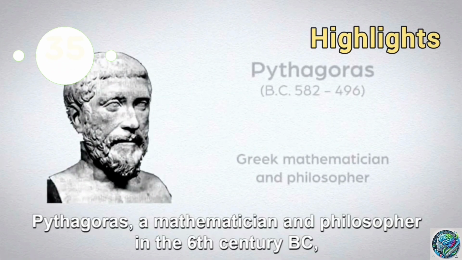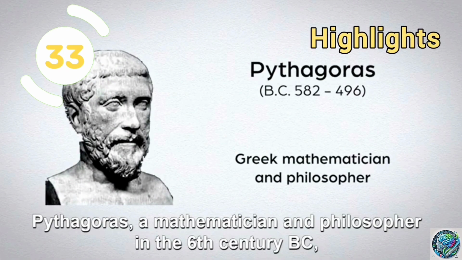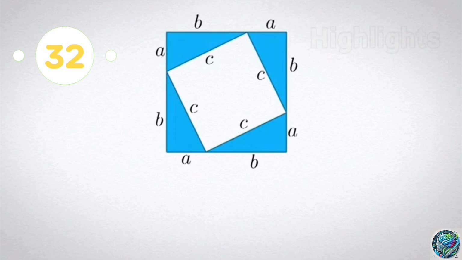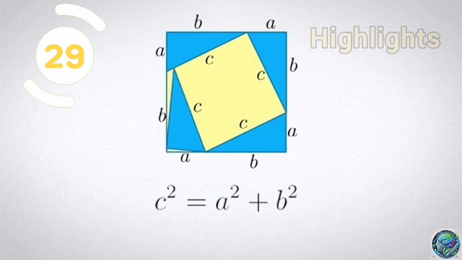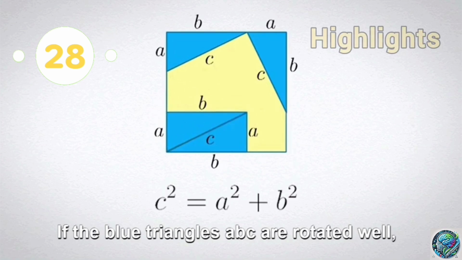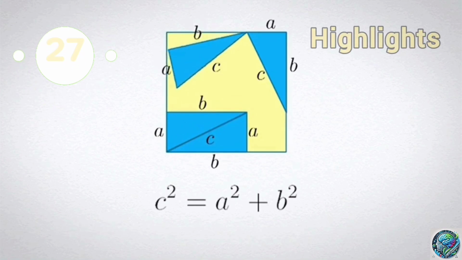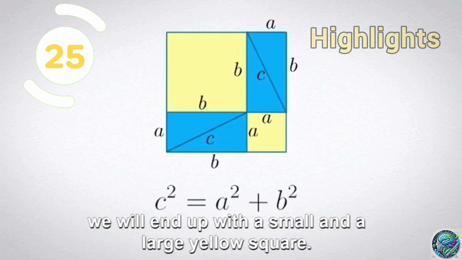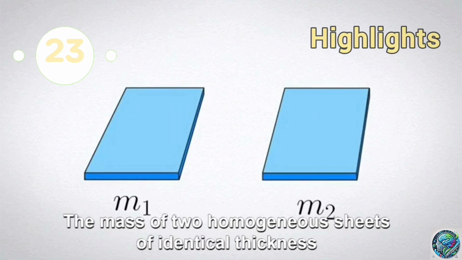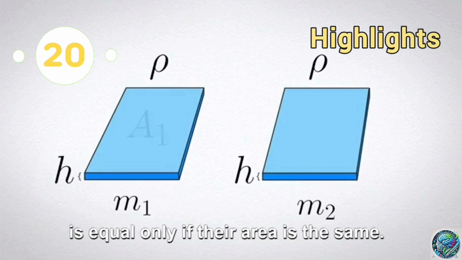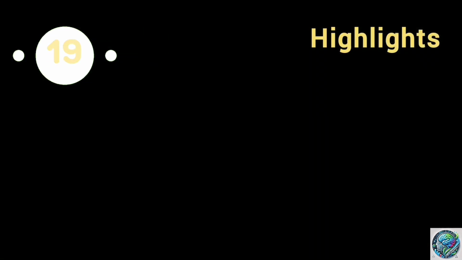Pythagoras, a mathematician and philosopher in the 6th century BC. The area of the yellow square in the middle is c squared. If the blue triangles, ABC, are rotated well, we will end up with a small and a large yellow square. The mass of two homogeneous sheets of identical thickness is equal only if their area is the same.